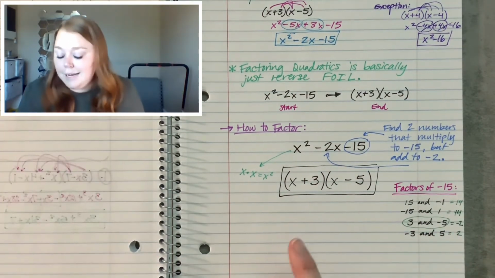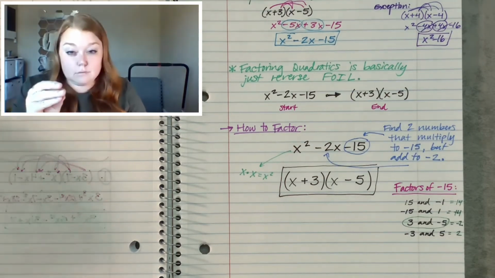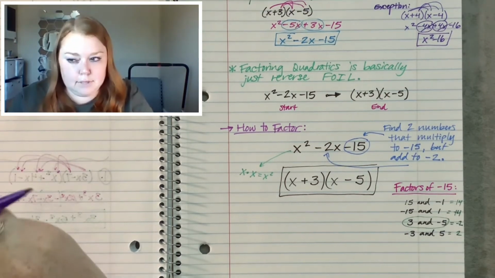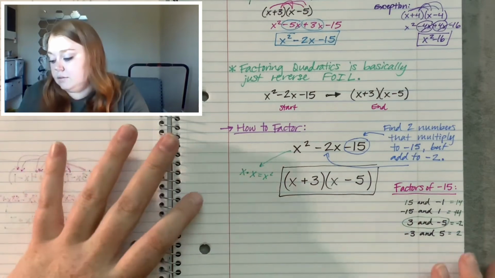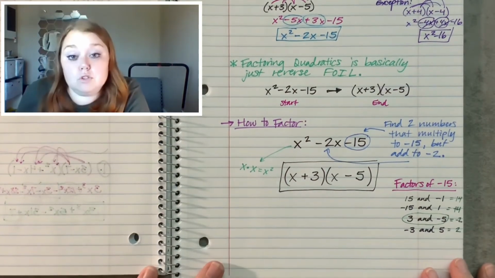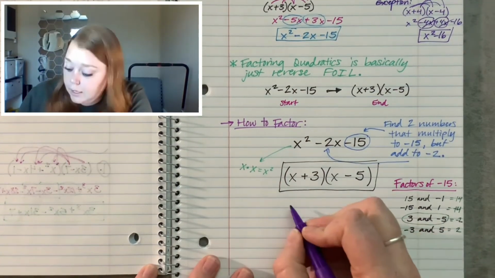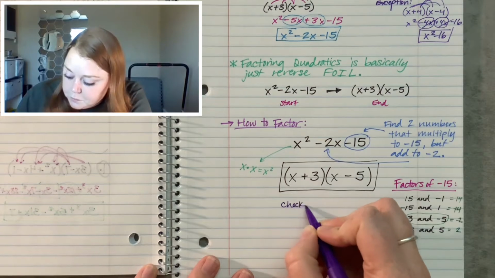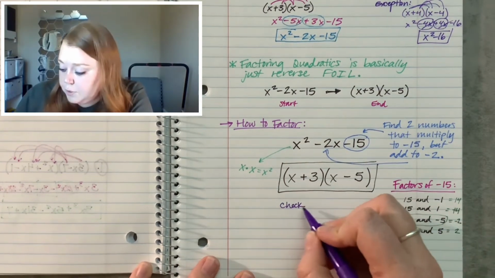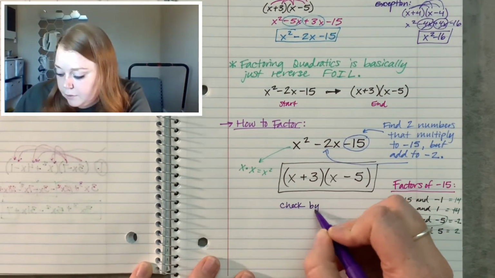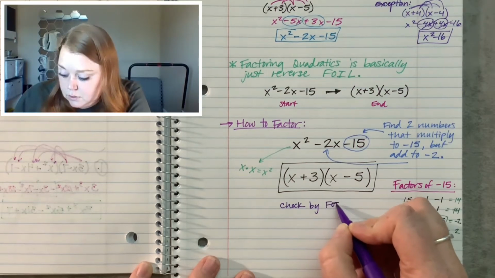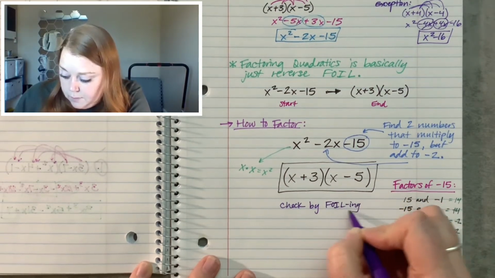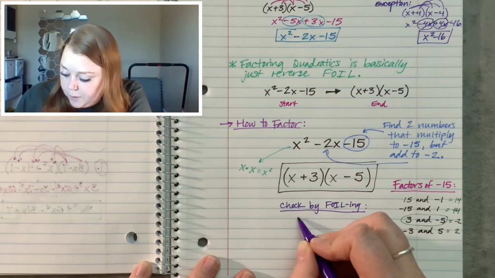Okay. Now, I'm hoping you're like, ugh, how do I know if that's right? Well, what's cool is you can always check. You can always check to see if you factored right. How you would check, write this in your notes, please. How you would check is you would check by foiling it. Okay. You check by foiling it.